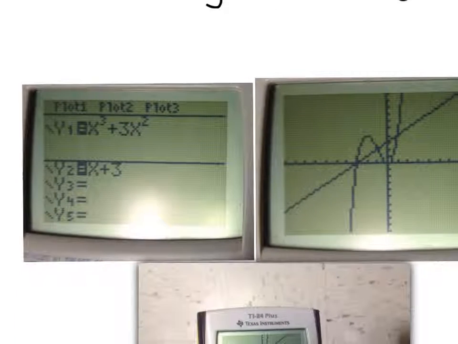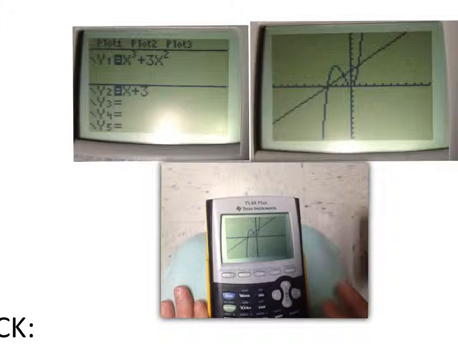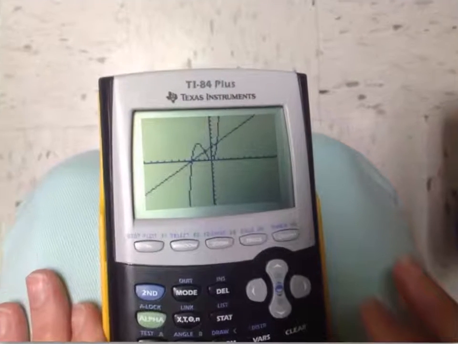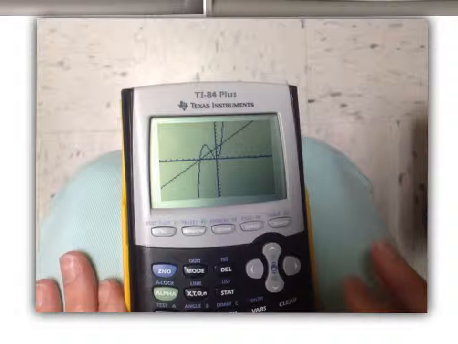From here, we will use the calculating part of the calculator, which is second trace, which is calc. And number 5 is intersect. So that's the one you're going to use. Now you're going to have to do it 3 times for the 3 separate points. And we can watch it happen here.